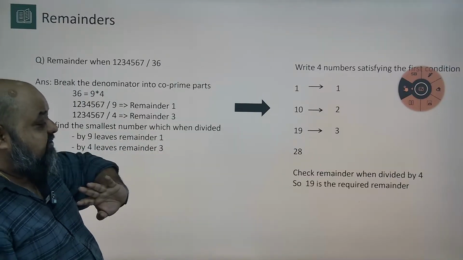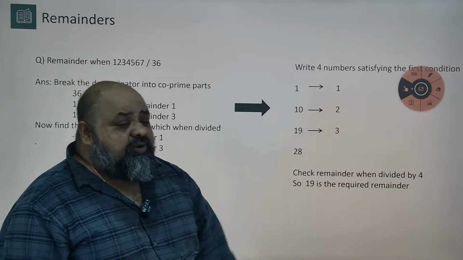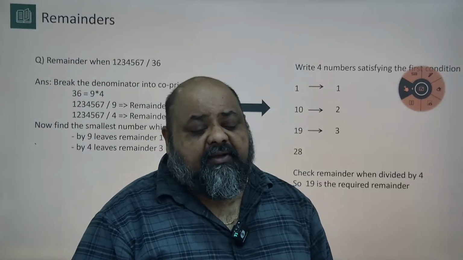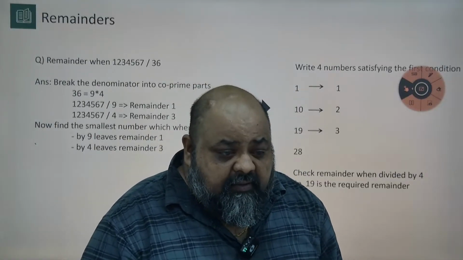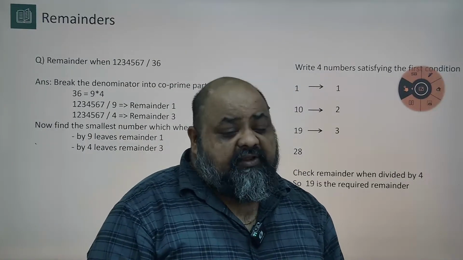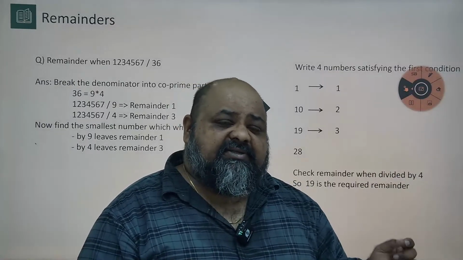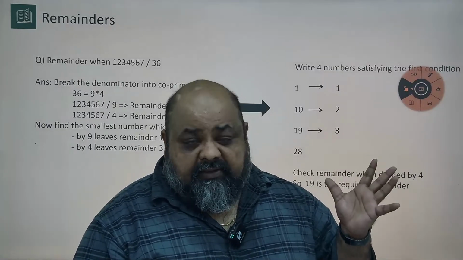The condition is satisfied. So 19 is the smallest number which when divided by 9 leaves a remainder of 1, and when divided by 4 leaves a remainder of 3. So when I divide the entire number by 36, the remainder will be 19.